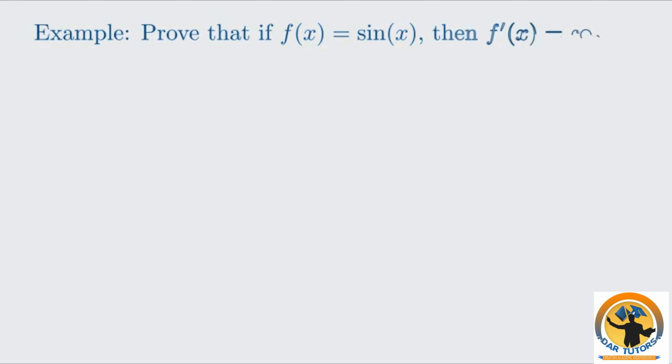Now, let's tackle a more challenging example, finding the derivative of a trigonometric function. This requires using some special trigonometric limits. We will prove that the derivative of f of x equals sine x is f prime of x equals cosine x. We start with the first principles definition.